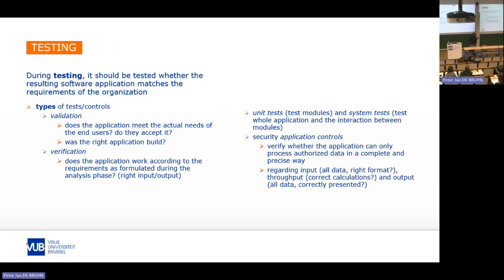So we have the validation, and the validation will check the application that we have. Does it meet the actual needs of the organization? Was the right application built? The verification is more targeted to the question, does the application work towards the requirements that were formulated in the analysis phase? Why is this different, and why is it important to make that distinction? Anybody having a clue? So here we check, does the application meet the actual needs of the end users? Here we check, does the application work according to the requirements that were put forward in the analysis?